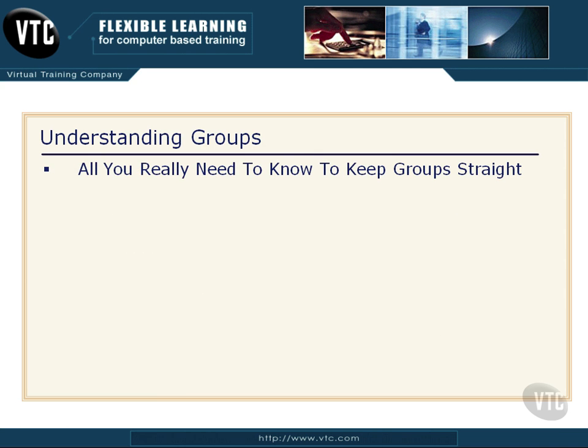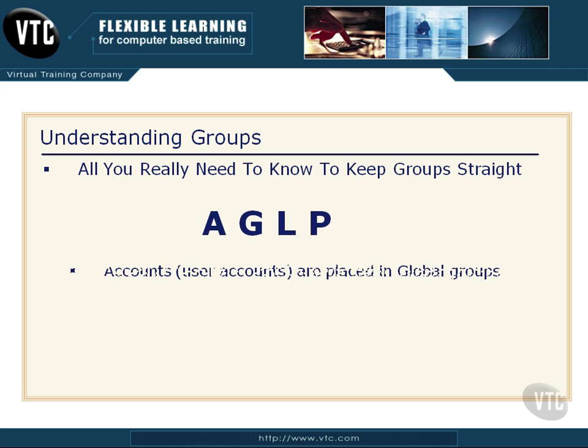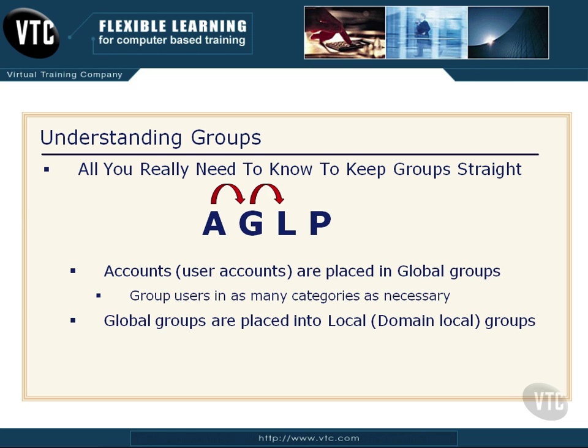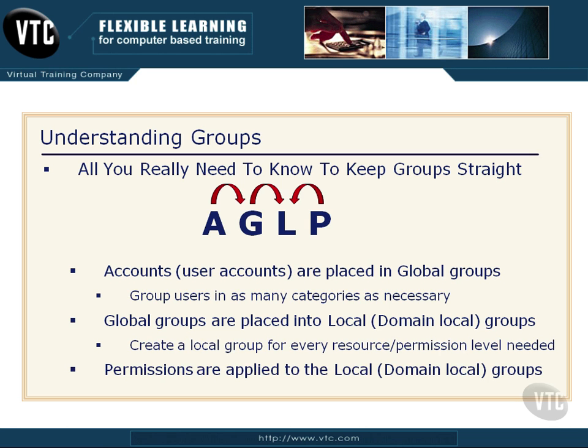So all you really need to know to keep groups straight can be boiled down to this simple trick, AGLP. Accounts, by that I mean user accounts, get placed into global groups. We're going to group the users into as many categories as we need. Then the global groups are placed into domain local groups, or L, local groups. And we're going to create a local group for every resource and permission level that we need. And then permissions get applied to that local group, that domain local group.